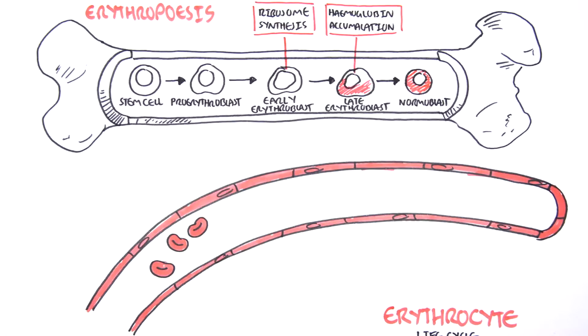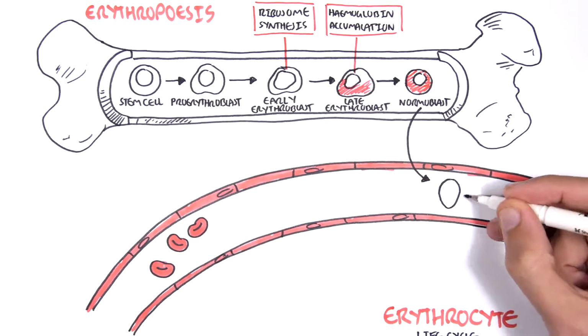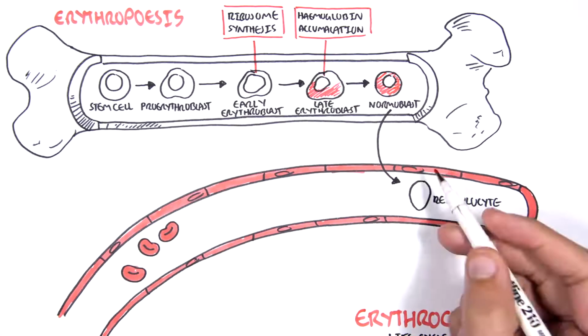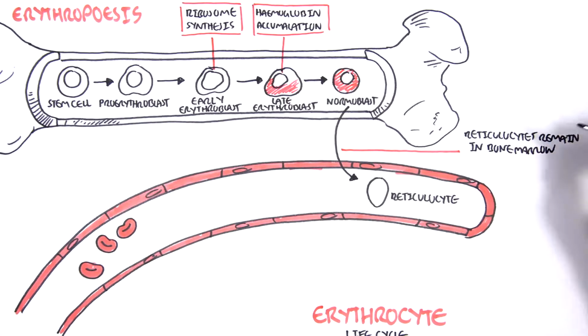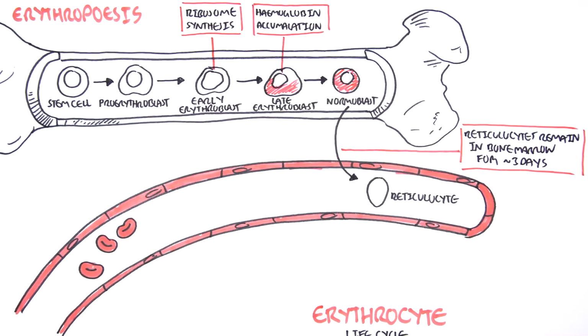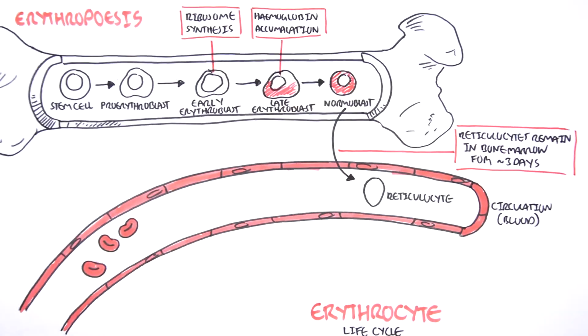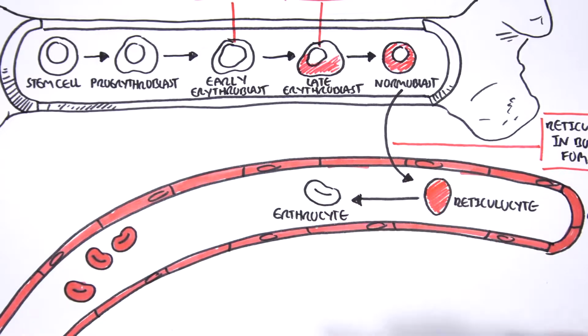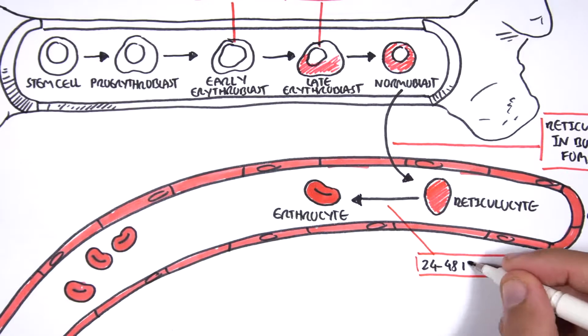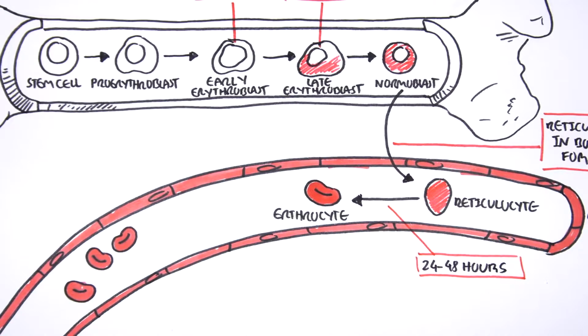A normoblast will then become a reticulocyte. A reticulocyte loses its nucleus. However, it is not a red blood cell just yet. A reticulocyte actually stays in the bone marrow for several days before entering circulation. And once in circulation, after about 1 to 2 days, or 24 to 48 hours, the reticulocyte will mature and become an erythrocyte. Erythrocytes are the red blood cells that we know that circulate and carry oxygen around our body.